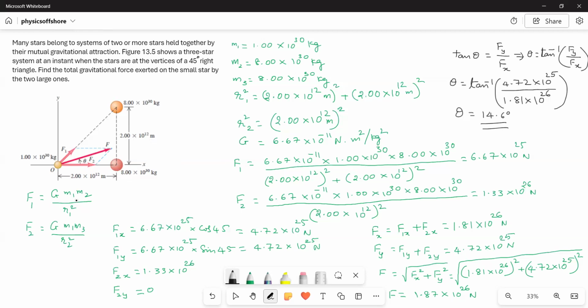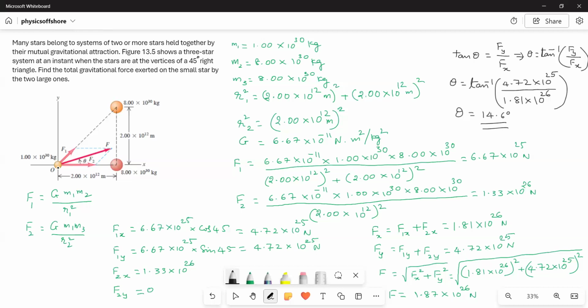So F1 is equal to G m1 m2 by r1 square, whereas F2 is equal to G m1 m3 by r2 square. I am taking the smaller one as m1 and the other two as m2 and m3. Now m1 is equal to 1 into 10 to the power of 30 kilograms, m2 is equal to 8 into 10 to the power of 30 kilograms, and m3 is equal to 8 into 10 to the power of 30 kilograms. The distances are R2, R3, and R1 is this one, so this is an isosceles right triangle.